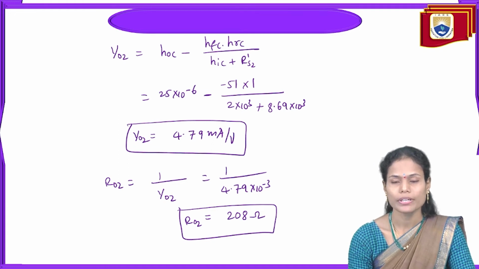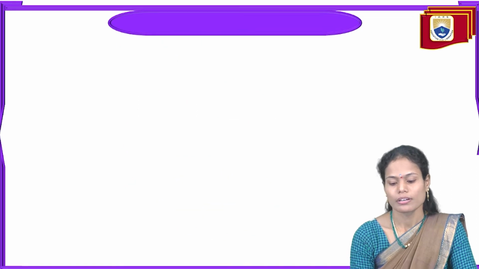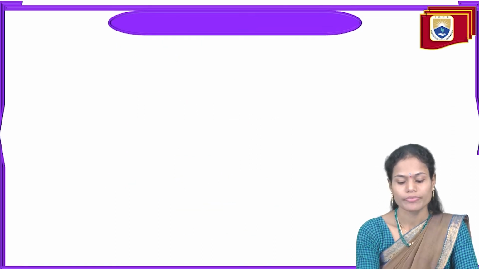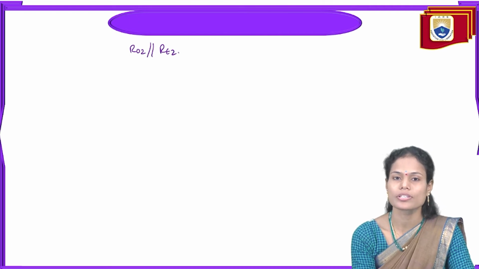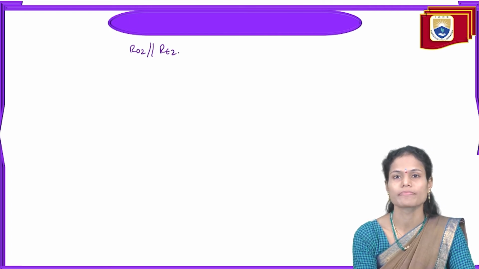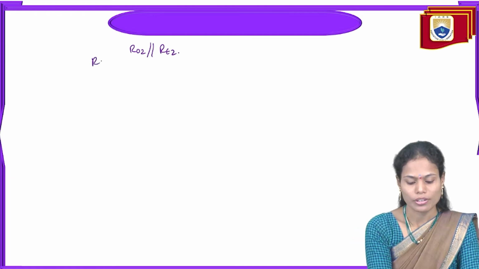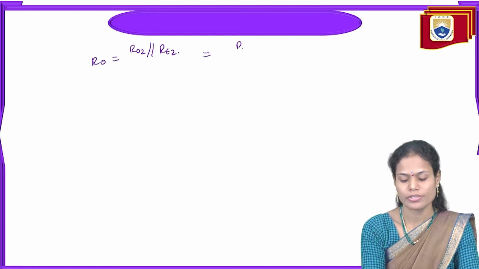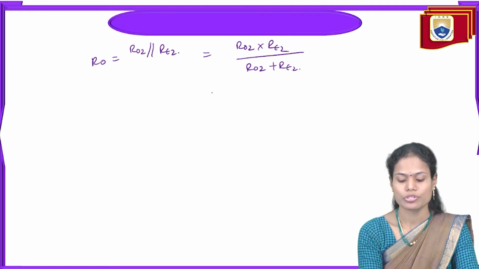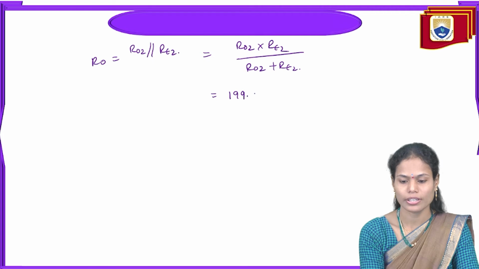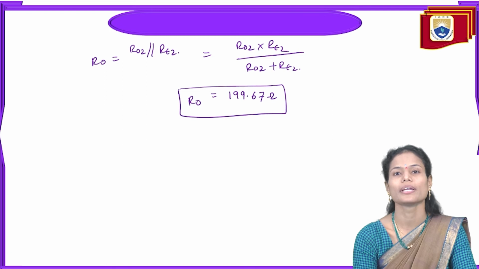And next, if we take the output impedance of the overall amplifier, in that case we will get R02 parallel with RE2. Why? Because in the second stage, we also have the emitter resistance RE2. So the overall resistance is R02 into RE2 by R02 plus RE2 here. If we substitute the values, we will get 199.67 ohms as the overall output impedance here.